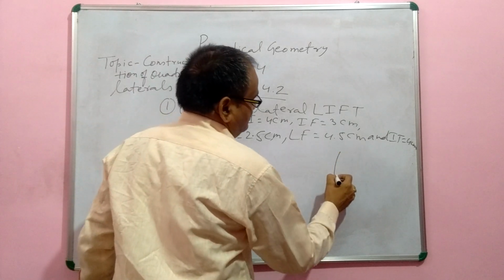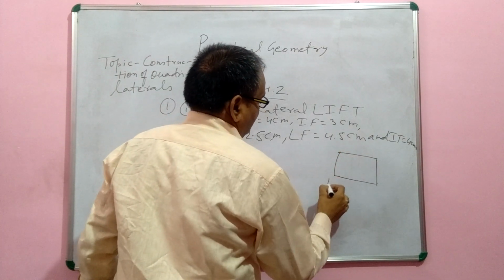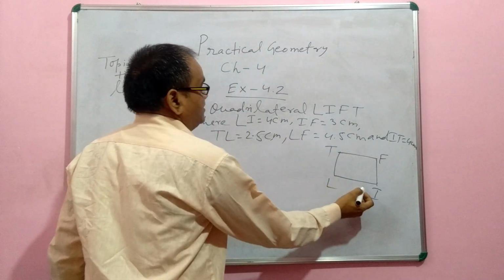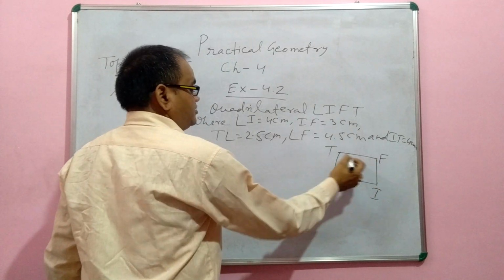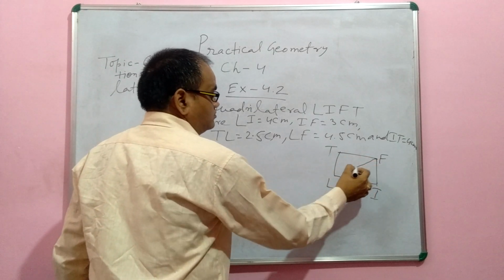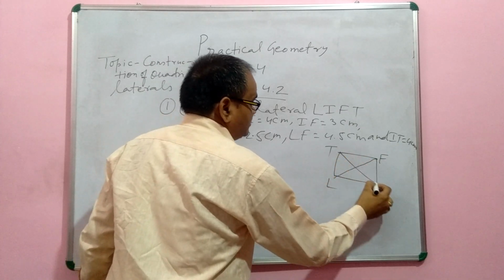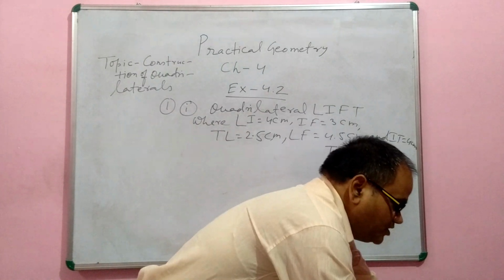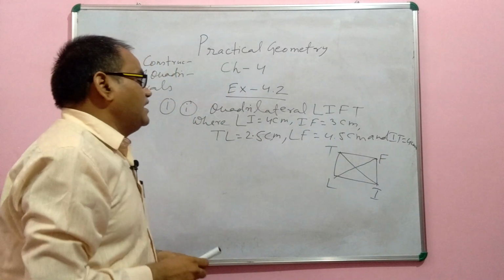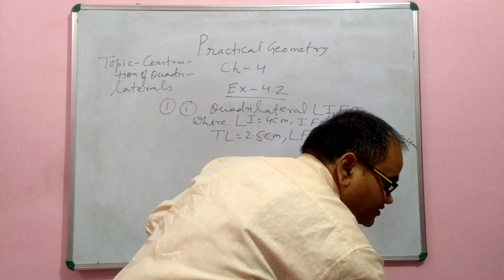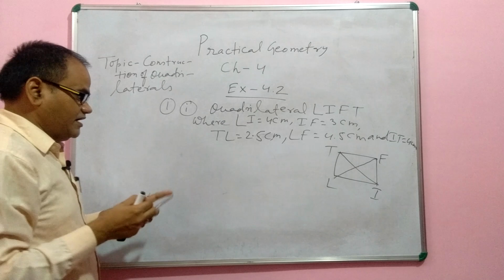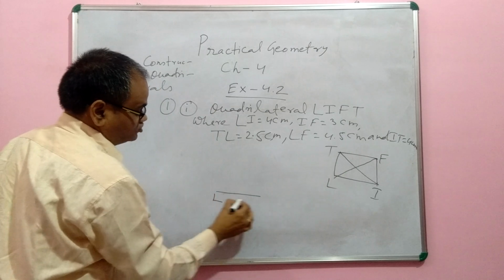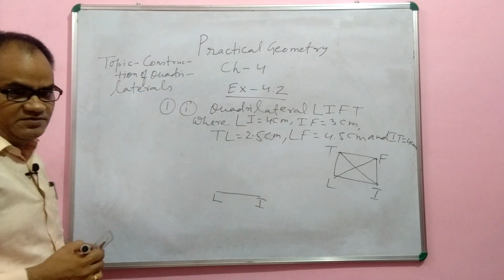That is LIFT. This is a rough diagram where LI is given, IF is also given, TL is also given, LF is your diagonal, and IT is also your diagonal. Now, what is the base of this quadrilateral? Base of this quadrilateral is your LI. So first, with the help of scale and compass, you have to draw a line segment LI of 4 centimeter.